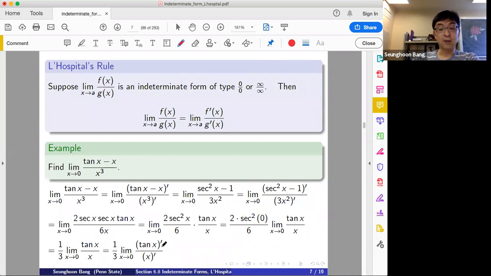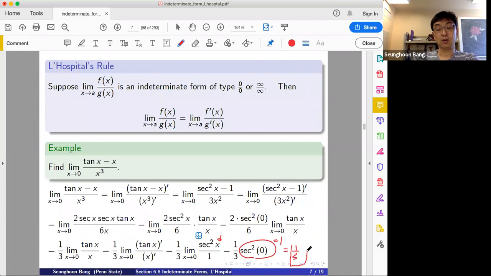The tangent prime is secant squared, and the x prime is 1. So we have 1/3 times the limit of secant squared of x over 1. You can plug 0 into x, giving 1/3 secant squared of 0. Secant squared of 0 is just 1. So 1/3 times 1 is 1/3. So that's it. This is the whole idea for solving this problem.